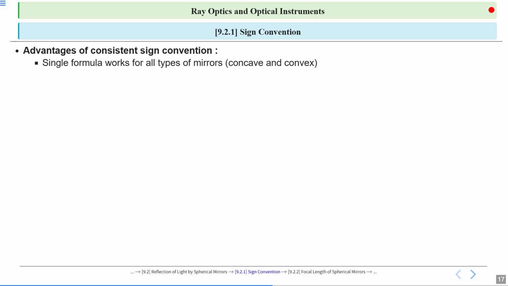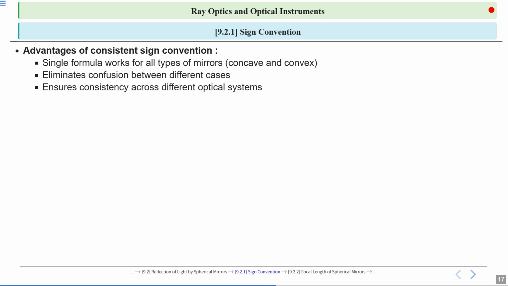According to the sign convention, we will determine different types of mirrors, and according to that mirror, we will put the values for u, v and f and find the required quantity. It eliminates confusion between different cases and ensures consistency across different optical systems, for mirrors, lenses, or any other optical system. If we are following the sign convention, we don't have to modify the formula again and again.